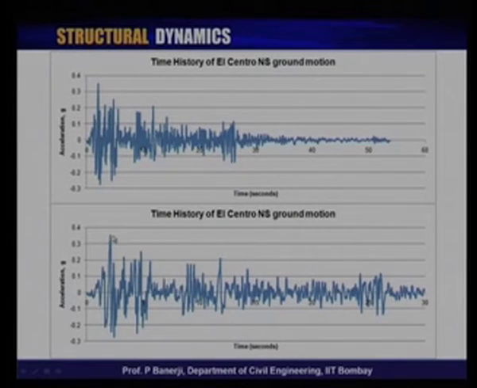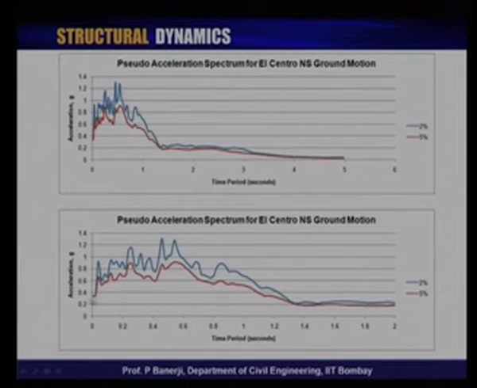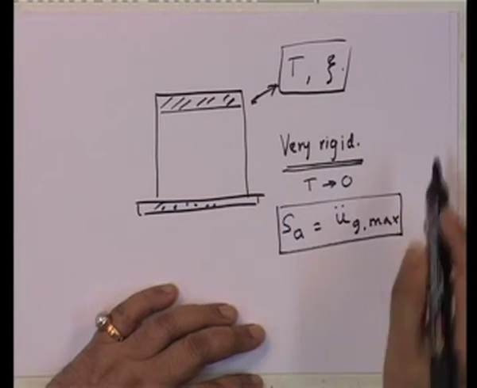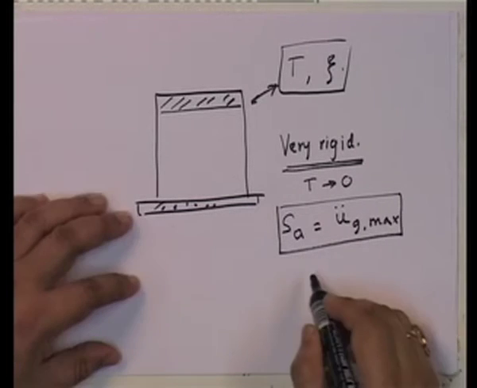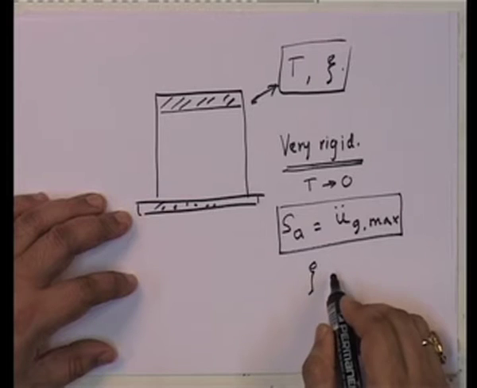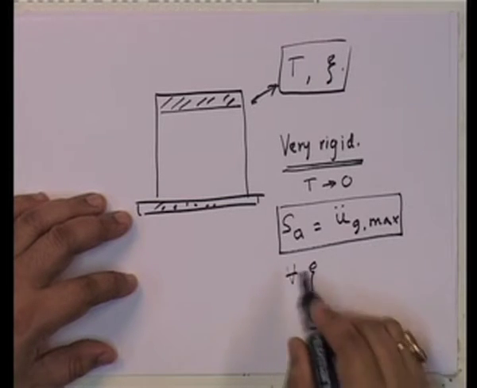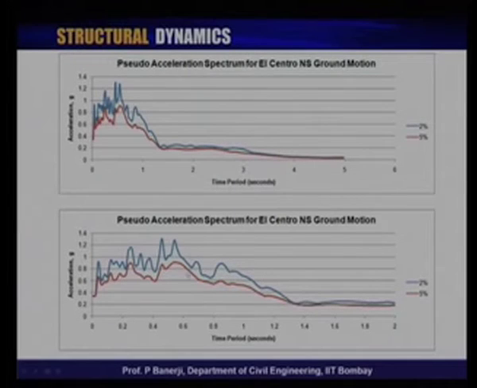You see this? It is 0.33 g. That is the value at this point, 0.33 g. Okay. So, in other words, we have satisfied ourselves that if you have a very infinitely rigid structure, S A is equal to, and this is not a function of, this is for all xi. And you will see here that irrespective of 2% or 5%, in this zone it goes to 0.34 g. So, that is something that is very interesting.